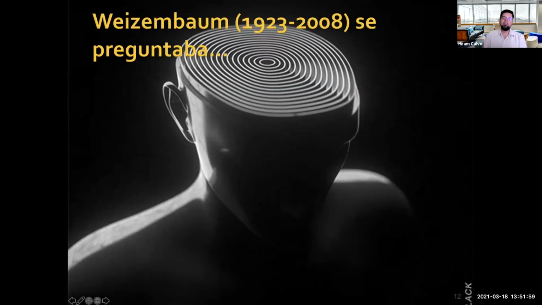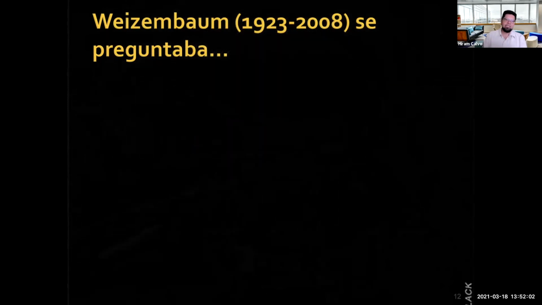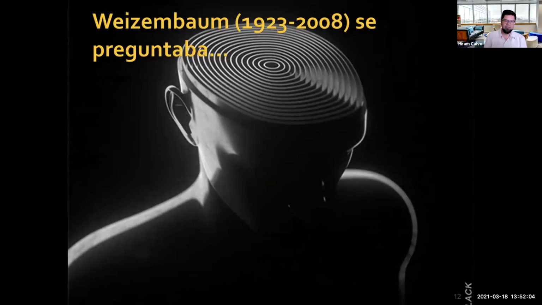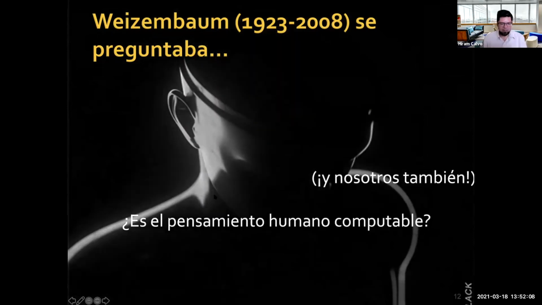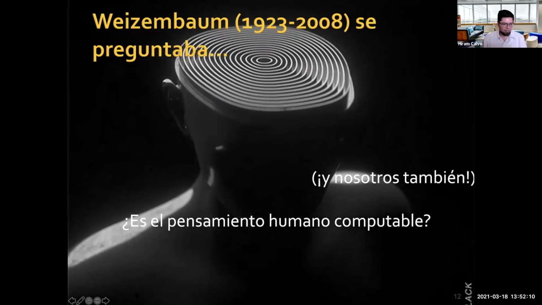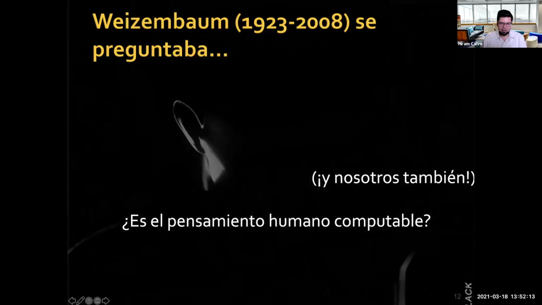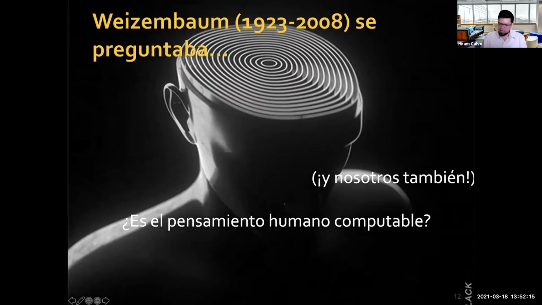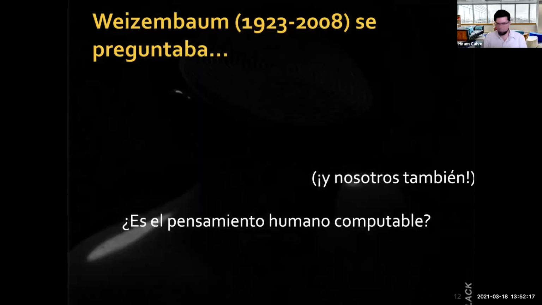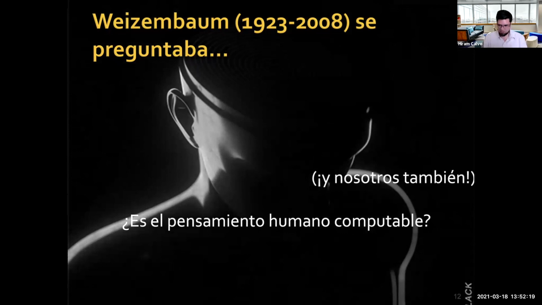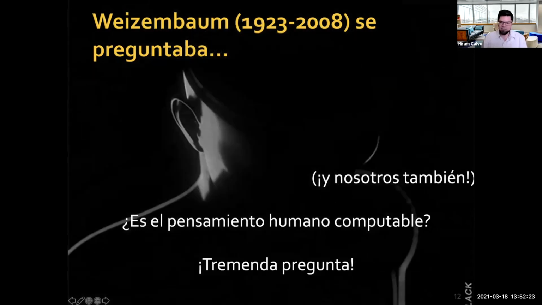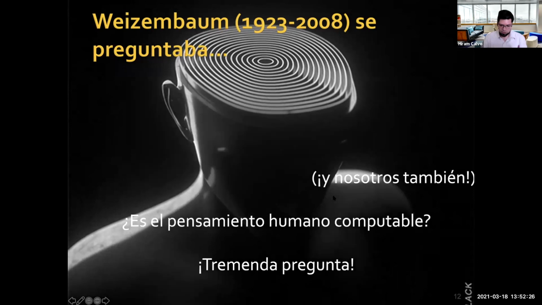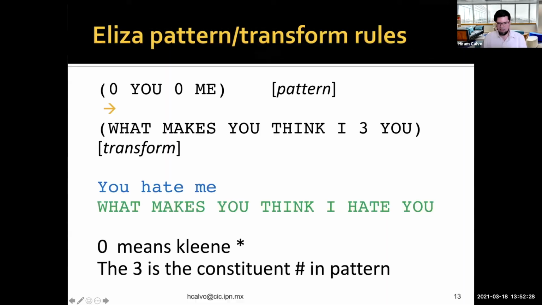So this model was created by Weizenbaum because he was wondering if machines could think, if human thought was computable. And of course, we cannot give an answer right now. We won't give an answer in this course because it's not the main goal of this course. However, I'm presenting this because I want you to build an ELIZA. And how? Well, now you know regular expressions.